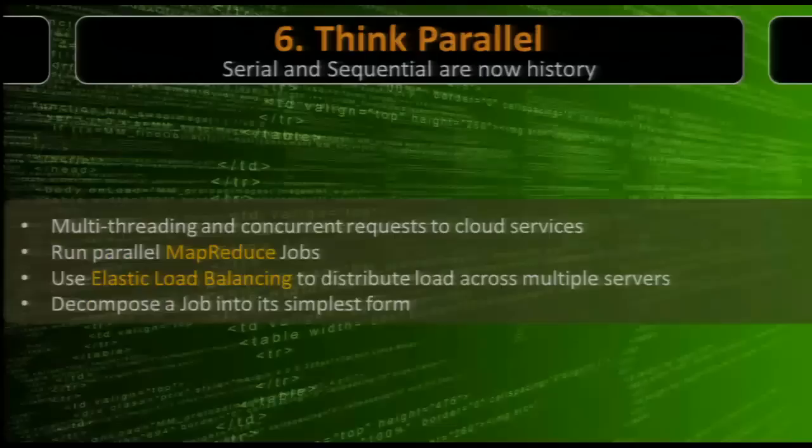Think in parallel. You have access to a vast amount of compute. You want to break up things that you're doing into small chunks and have them operating simultaneously and at the same time. So with S3, you want to be using multi-part upload to get the concurrency going. If you're processing large data sets, using things like Elastic MapReduce can break that up and process it with thousands of nodes. Decompose your components and process them efficiently.